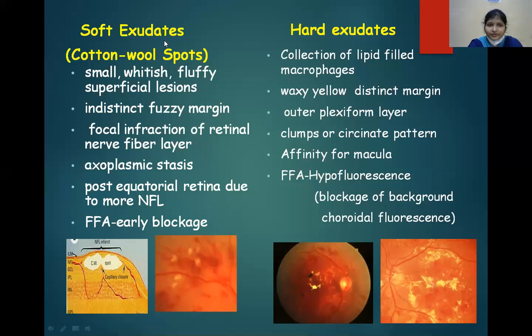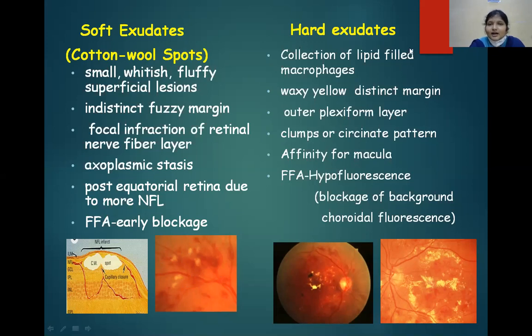So what are soft exudates? These are small whitish fluffy superficial lesions. They are caused due to infarction of the retinal nerve fiber layer because of axoplasmic stasis. So they have an indistinct fuzzy margin. Here you can see they are white, fluffy with indistinct margin. So these are called soft exudates or cotton wool spots. Because of their appearance, they are called cotton wool spots.